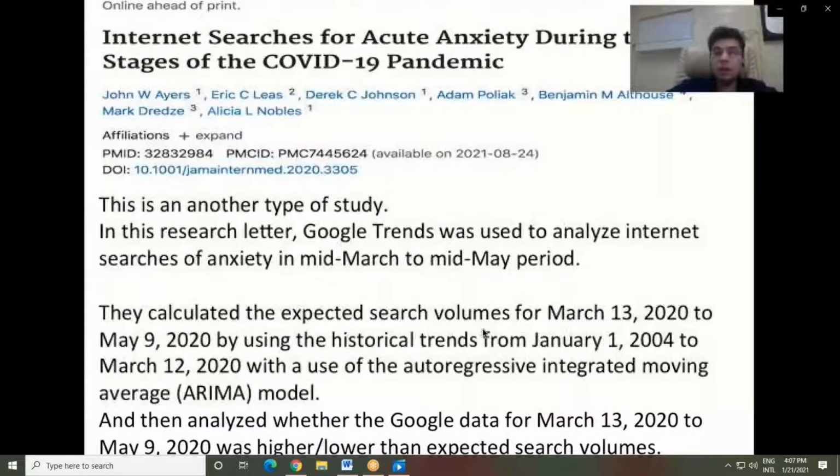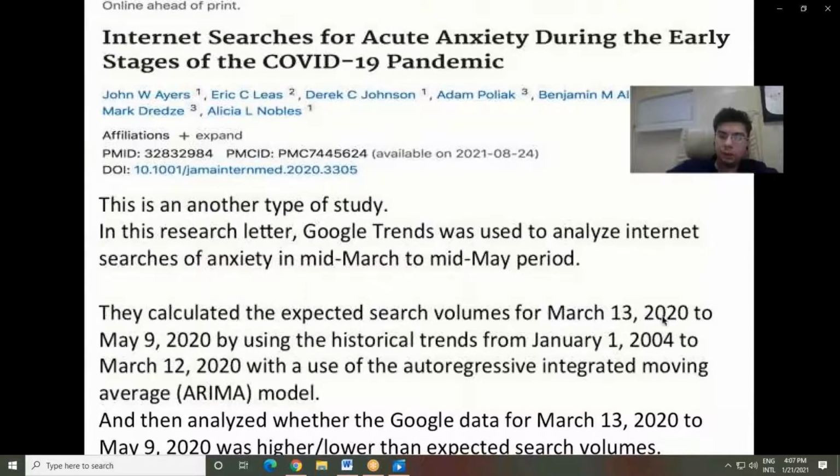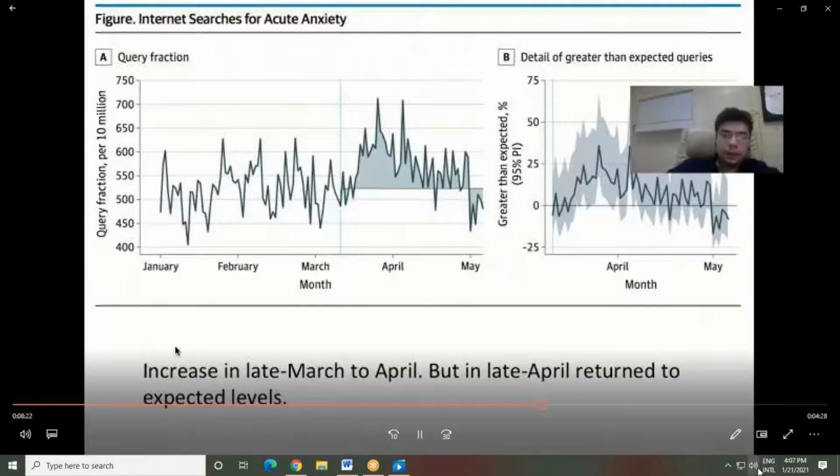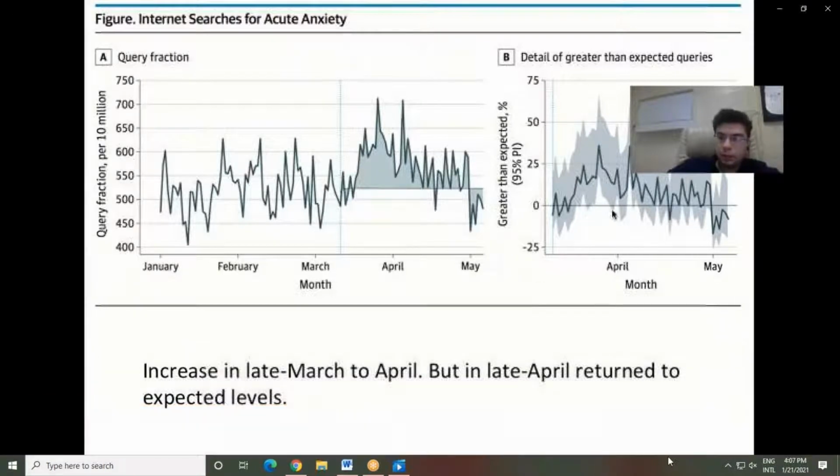This is another type of study. In this research, Google Trends was used to analyze the internet searches of anxiety in the mid-March to mid-May period of 2020. They calculated the expected search volumes for March 13 to May 9th, 2020 by using the historical trends from 2004 to March 12, 2020 with the use of an autoregressive integrated moving average model, and then analyzed whether the actual Google data from March 13th to May 9th, 2020 was higher or lower than expected. The investigators found an increase in searches for anxiety in late March to April. However, in late April, it returned to the expected levels that were previously seen.